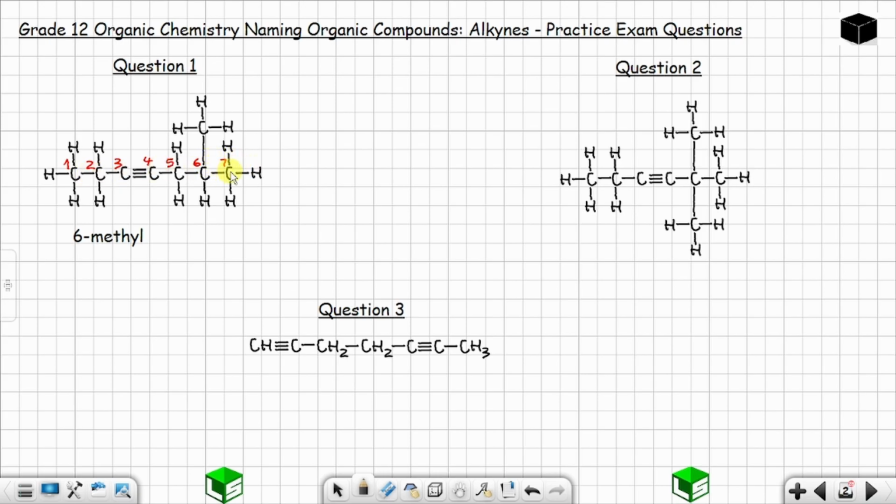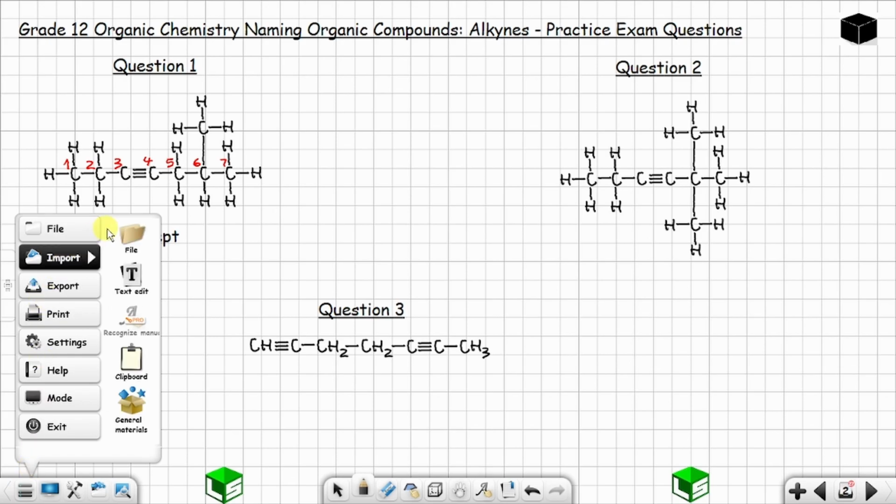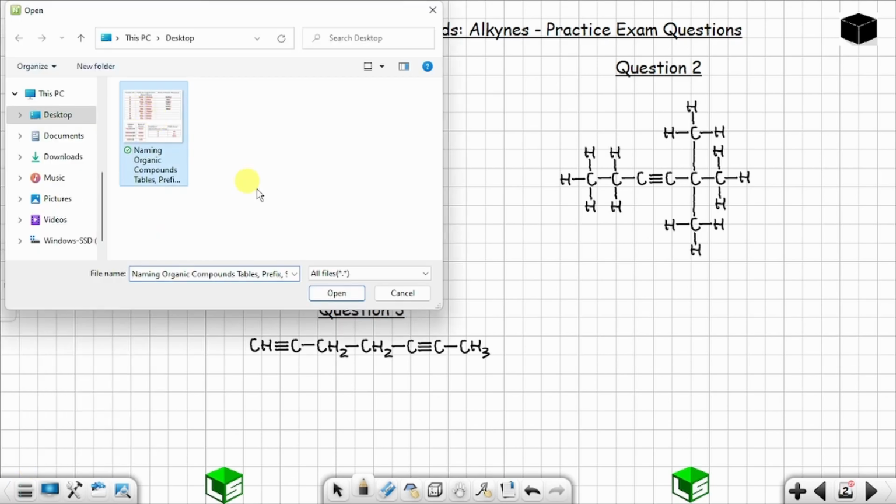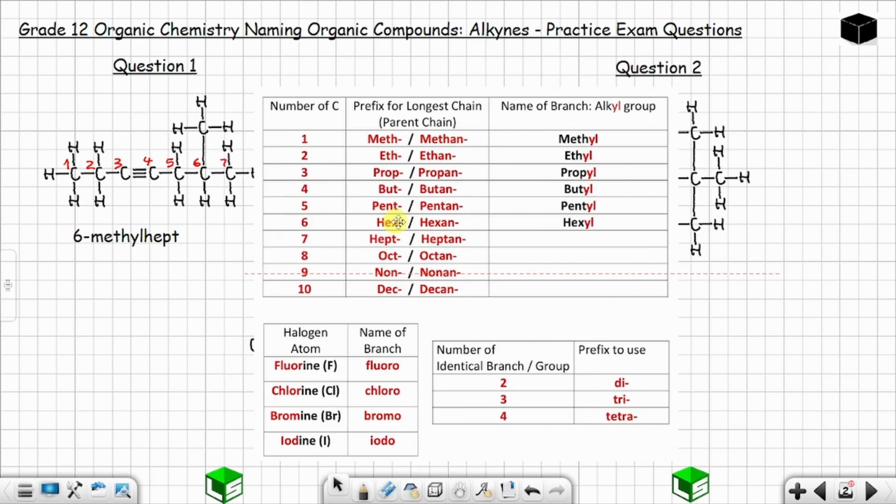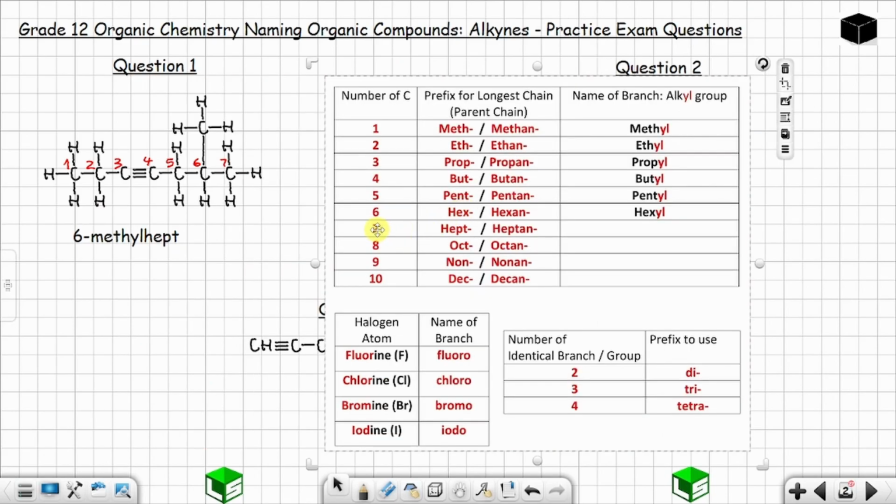So you are going to use the prefix "-hept", right? Like this. Remember from the table, I told you to memorize this table. So when you have 7 carbon atoms, you are going to use the prefix "-hept" for the parent chain. This is the parent chain. It is made up of 7 carbon atoms, "-hept". Okay, you use the prefix "-hept".